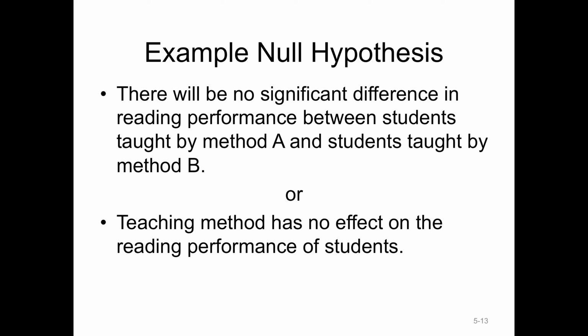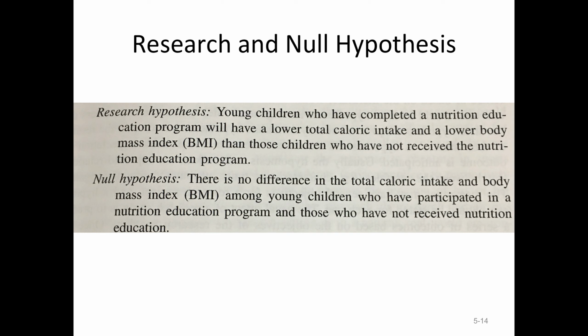Example of the null hypothesis: there will be no difference in reading performance between students being taught by method A versus method B, or teaching method has no effect on reading performance. So that's the null, stating there's no difference between the two groups. I took this picture and copied it out of chapter 5 of our book, or chapter 10, the same thing. So the research hypothesis, here's another example.